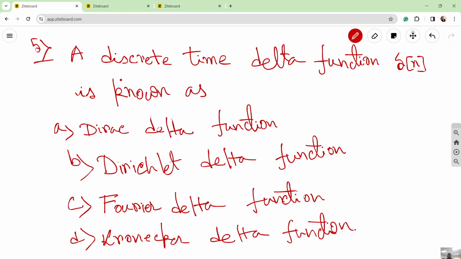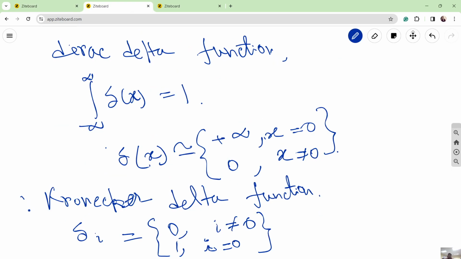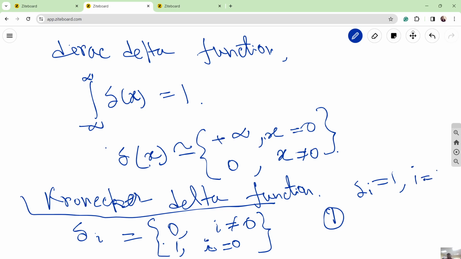So here it is given that it is discrete time. So for the discrete time delta function, this is the Kronecker delta function because it takes a finite value 1. Delta of i takes the value 1 for i equals to 0. But for the Dirac delta function, delta of x is a continuous time signal. It's not an ith index, that is a continuous variable x. So the right option is Kronecker delta function.